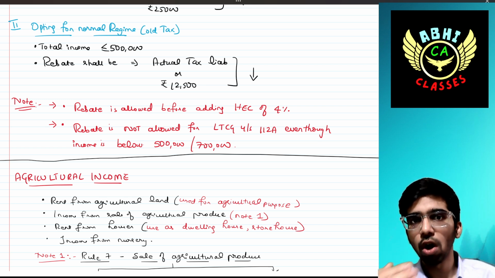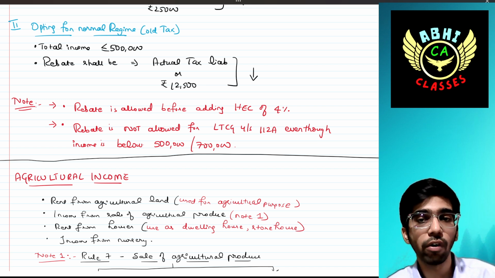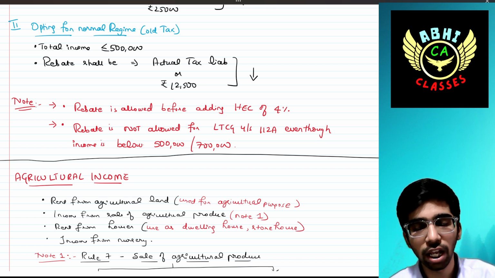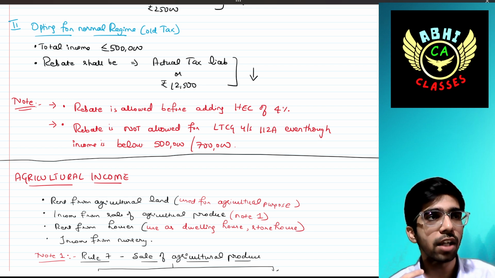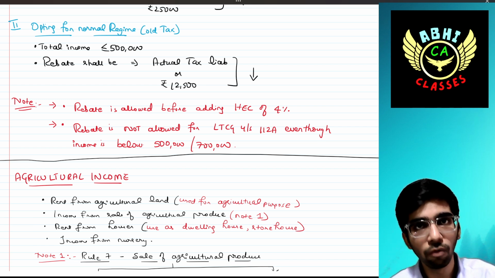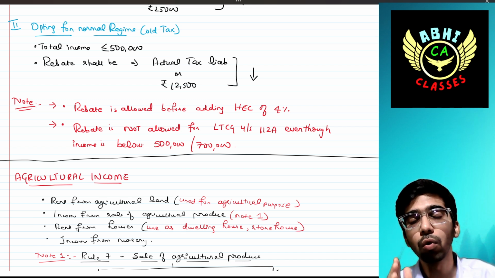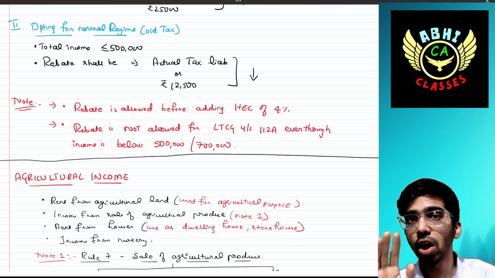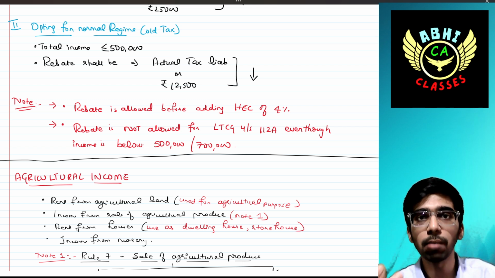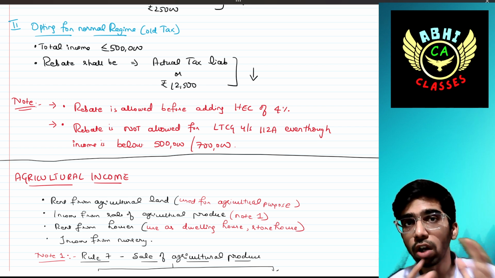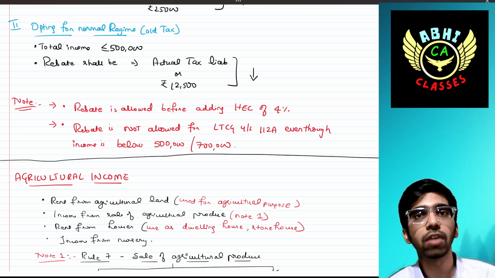Then rebate is not allowed for LTCG under section 112A, even though income is below 5 lakh or 7 lakh respectively. For example, let's say I am opting for the new tax regime. I am having 6 lakh rupees of LTCG under section 112A. Under 112A, up to 1 lakh it is exempt. For the excess amount over 1 lakh, the 10% tax rate is applicable, right? For that, you need not consider rebate.